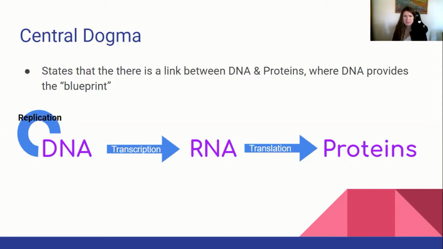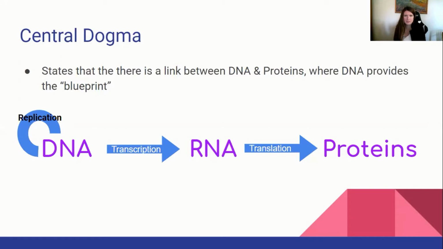The central dogma is just a statement, a theory, that states that there's a link between DNA in the nucleus of your cell and proteins, which are the things that we actually see in the world. So we've talked about some proteins like enzymes that'll do cellular processes, but proteins can also be things like pigments or muscle fibers. Proteins do a lot of different things that show up as visible traits.